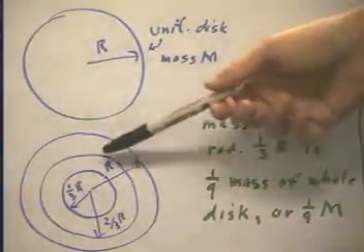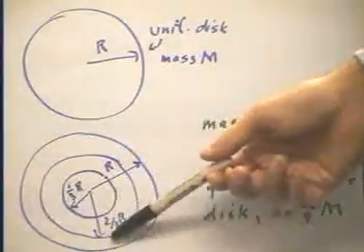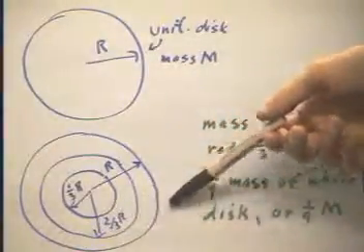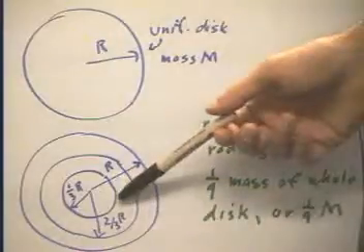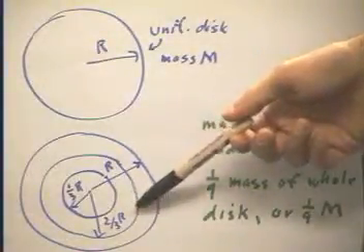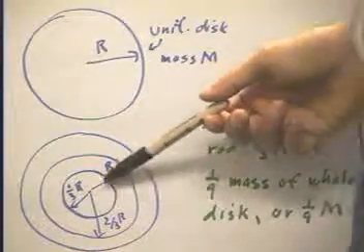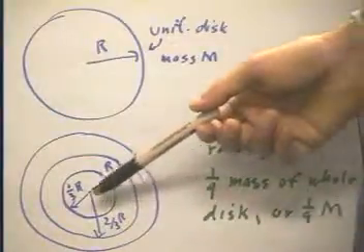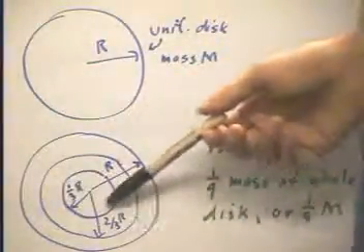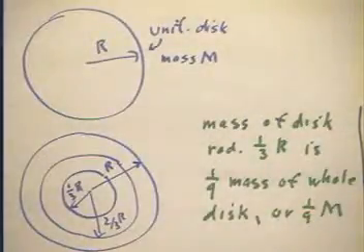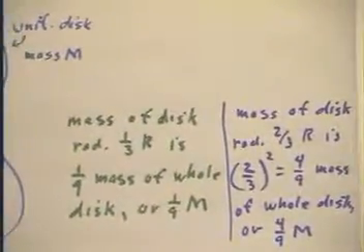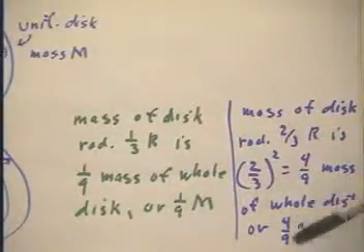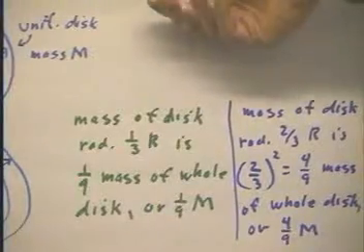Similarly, the mass of a disk of radius 2/3 r is 2/3 squared, or 4/9 the mass of the entire disk. So if we want the mass of this ring, we take that 4/9 of the total mass and subtract the 1/9 of the total mass, and we have the mass of the ring. That is, we subtract the mass of the inner disk from the mass of the disk that goes out to 2/3 r, and we get the mass of this ring. And we summarize that here. The mass of the disk of radius 2/3 r is 4/9 of the total mass, 4/9 m.